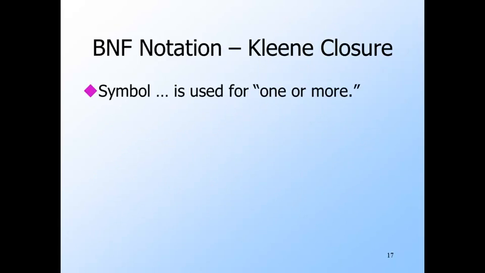Another extension of BNF is similar to the Kleene star, but it means one or more rather than zero or more. We follow a symbol or a bracketed expression by ... to mean one or more occurrences of the symbol or the symbols within the brackets.